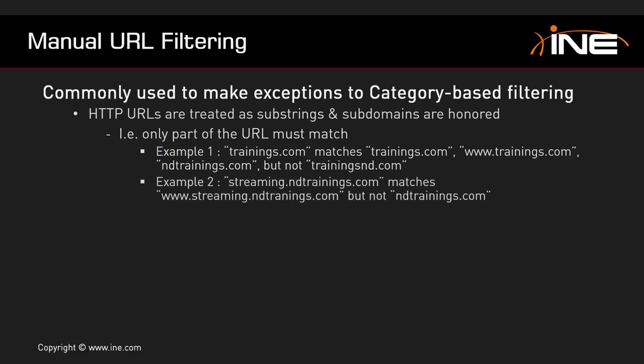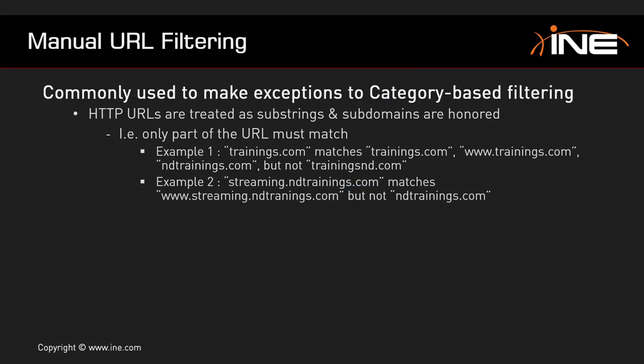And a similar example, this time we assume that we use streaming.ndtrainings.com. This is going to be our object. So in this case, we will of course match something more than streaming.ndtrainings.com, but not something less, like this value. So just remember, it's all about substring/subdomain matching when those objects are to be evaluated against HTTP requests.